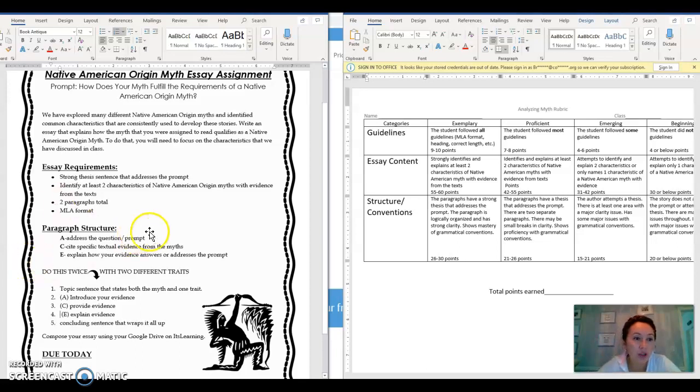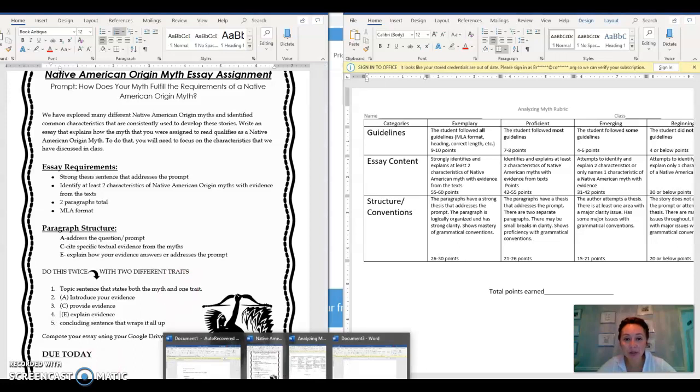All right. So down here, your paragraph structure is just this ACE: address the question prompt, cite your evidence, explain your evidence. And then down here, it says to give a topic sentence that states both the myth and the trait that you're discussing. Then introduce your evidence, provide your evidence, explain it, and give a concluding sentence, okay? And then, of course, your essay is going to be on Google Drive, and then you'll upload it into It's Learning.